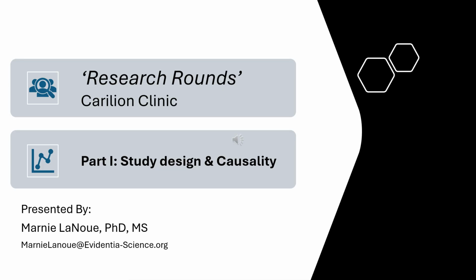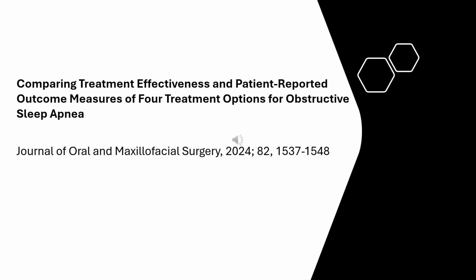So part one of the series is what we're doing today. It's about study design and causality. Again, I'm Marnie LaNoue, the principal scientist at Evidentia Science. This was presented for Carillion Clinic, Department of Medicine. The study we're going to be talking about is the one shown here, comparing treatment effectiveness and patient-reported outcome measures of 4 treatment options for obstructive sleep apnea. This was published in the Journal of Oral and Maxillofacial Surgery in 2024.